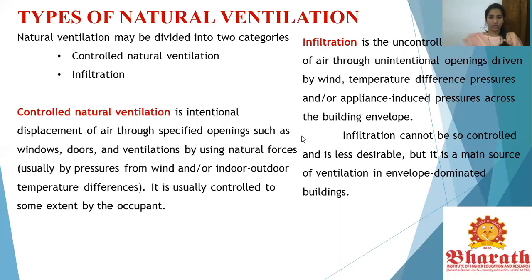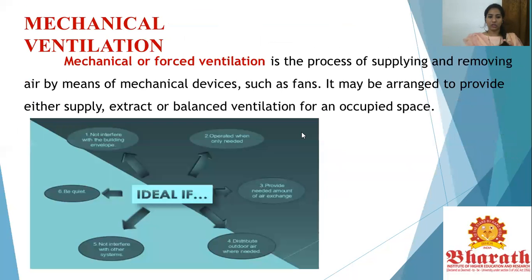Infiltration, on the other hand, is the uncontrolled flow of air through unintentional openings, driven by wind and temperature difference pressures across a building envelope. In building envelopes that are very closed and packed, like high-rise buildings, infiltration becomes a major component in the movement of air. Infiltration cannot be controlled and is less desirable because occupants don't have much control over it, but it becomes the main source of ventilation in an envelope-dominated building. That is how these two are classified.